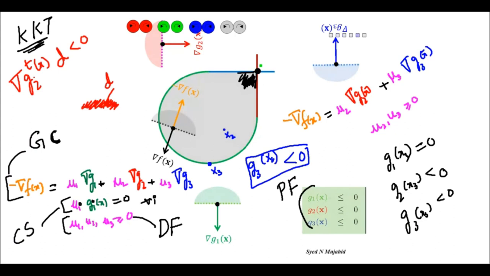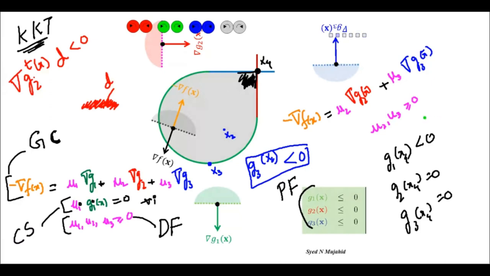Similarly, let us call this point x4. If I want to do the same analysis, what do you think will happen at x4? g1 will be strictly less than 0, and g2 and g3 will be equal to 0. Yes. So that means g2 and g3 are active at this point, and g1 is not active. So that is the meaning of active constraints and inactive constraints.